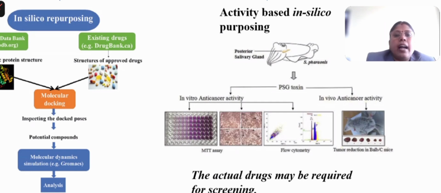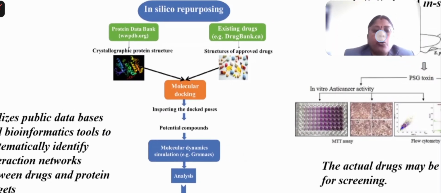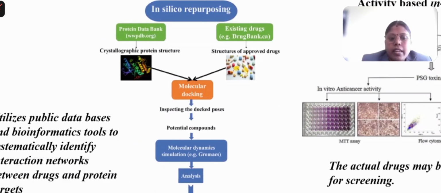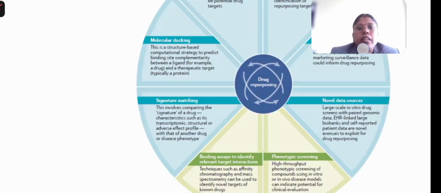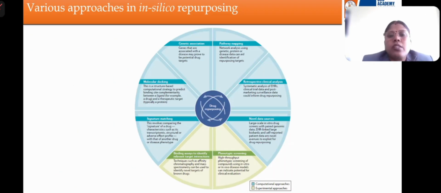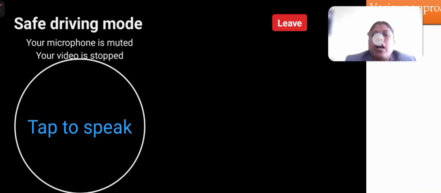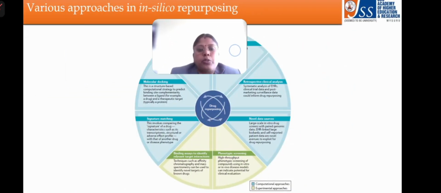As I told you, the computational methods utilize publicly available databases and various bioinformatic tools to systematically identify candidates, and we can go for network analysis also. We can construct the protein-protein network and protein-drug network between drugs and protein targets. So these are the different approaches, and any one can be chosen according to your need, your aim, and your hypothesis.